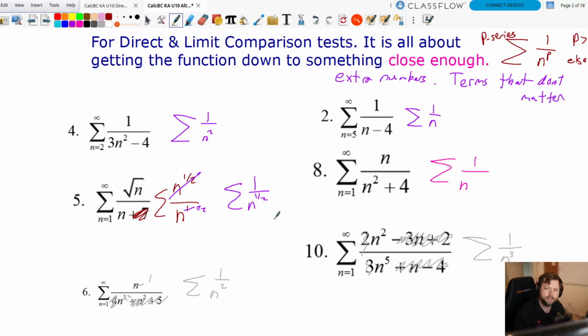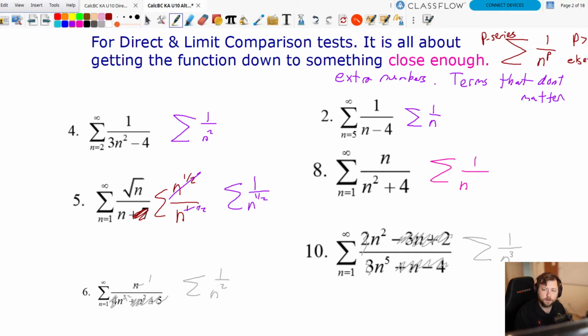So it's actually close enough to 1 over n to the 1/2 power. I'm going to write it in that form instead of the square root of n, so it matches my p series. You see how these are all close enough right now? Now, the idea with close enough, when we've got these polynomial fractions, is if we eliminate this garbage, just compare it to a p series and you'll be fine.